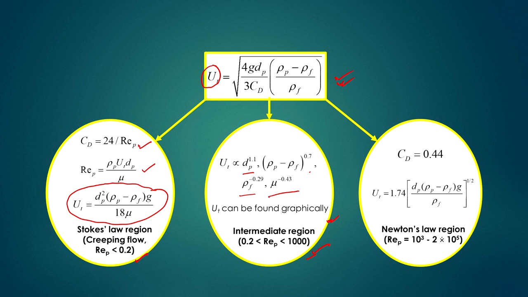Then coming to the higher Reynolds number range, where the particle Reynolds number is within the range of 1000 to 2 into 10 to the power 5, it is called the Newton's law region. At this region the drag coefficient is almost constant, and its value is 0.44. Once you substitute 0.44 instead of CD, you get the simplified form: ut will be equal to 1.74 into dp into rho p minus rho f by rho f into g, whole to the power half. So, this is your terminal velocity. At different flow regimes we can get the terminal velocity based on the drag coefficient value at those regimes, so we can easily calculate it.